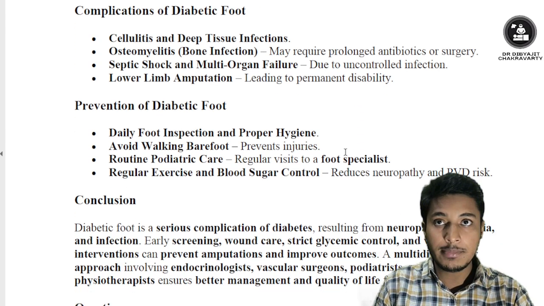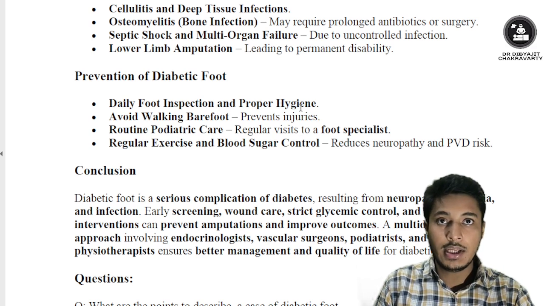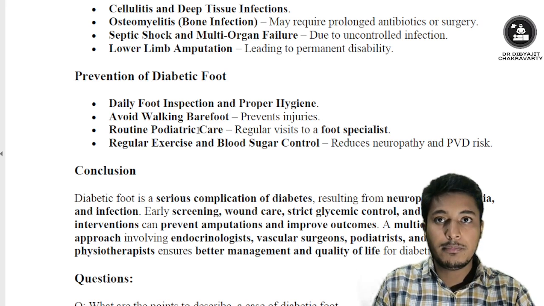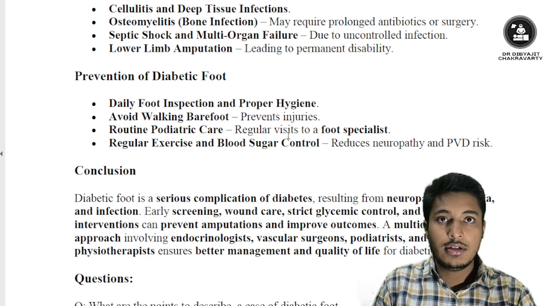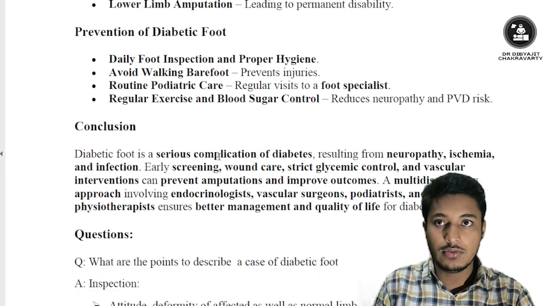How to prevent this diabetic foot? That is daily foot inspection and proper hygiene. Avoid walking barefoot. Routine podiatric care, regular visit to the foot specialist. Regular exercise as well as blood sugar control.